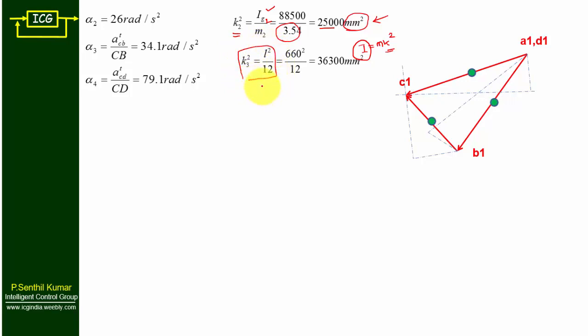K3 squared equals length squared divided by 12. Here L represents the length of the connecting rod, so L squared divided by 12 gives 36,300 mm squared. That is the K value for the connecting rod. This is the K value for link 4. So now we have the K value for all the links.